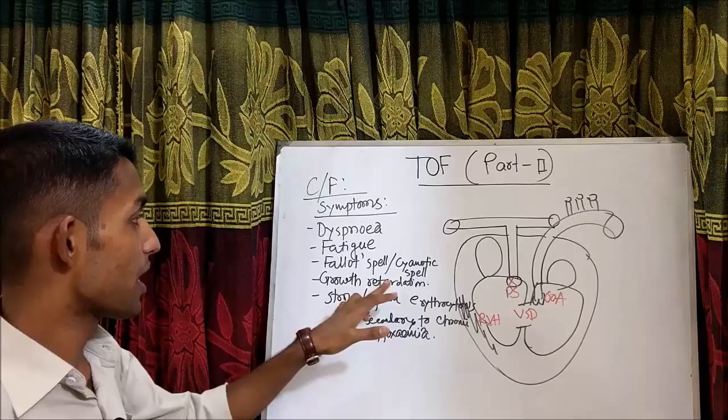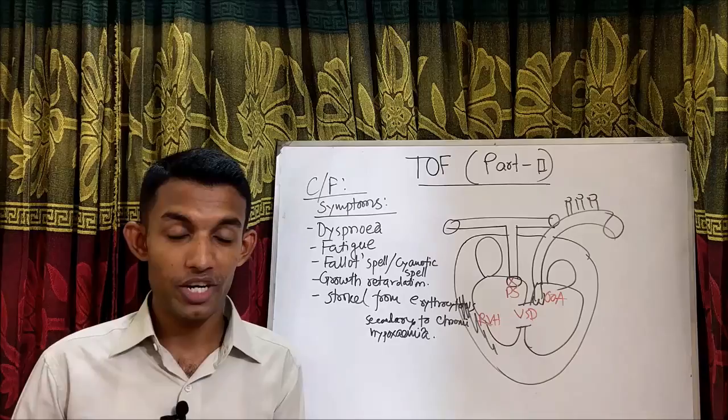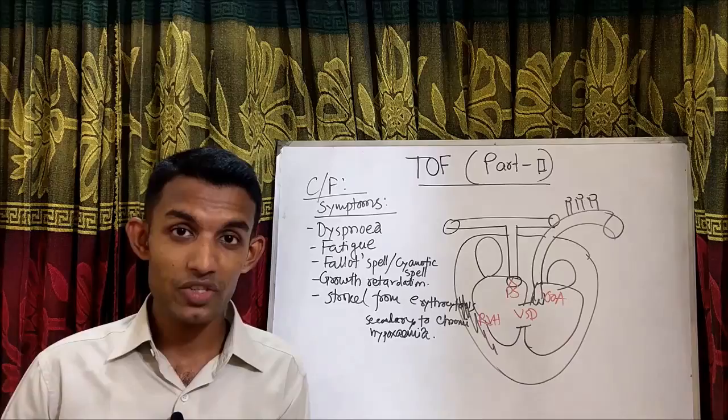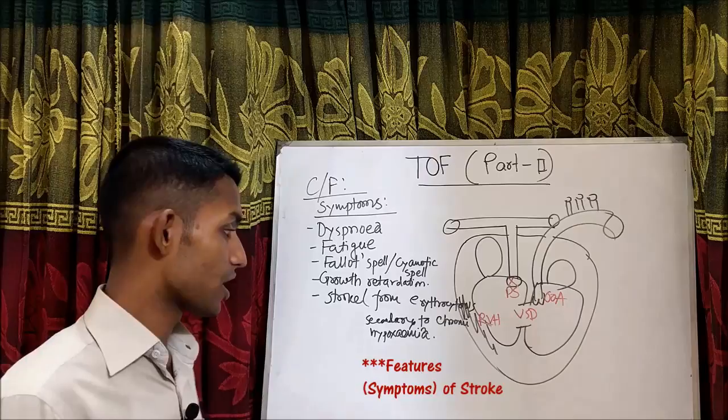Now, what is this Fallot spell or cyanotic spell? This Fallot spell or cyanotic spell is very important. Fallot spell or cyanotic spell is when a patient becomes cyanosed after crying or feeding and may become apneic or unconscious, and that is relieved by squatting position. That is called Fallot spell or cyanotic spell. Then growth retardation. Then there may be stroke from erythrocytosis secondary to chronic hypoxemia. So these are the symptoms of Tetralogy of Fallot.